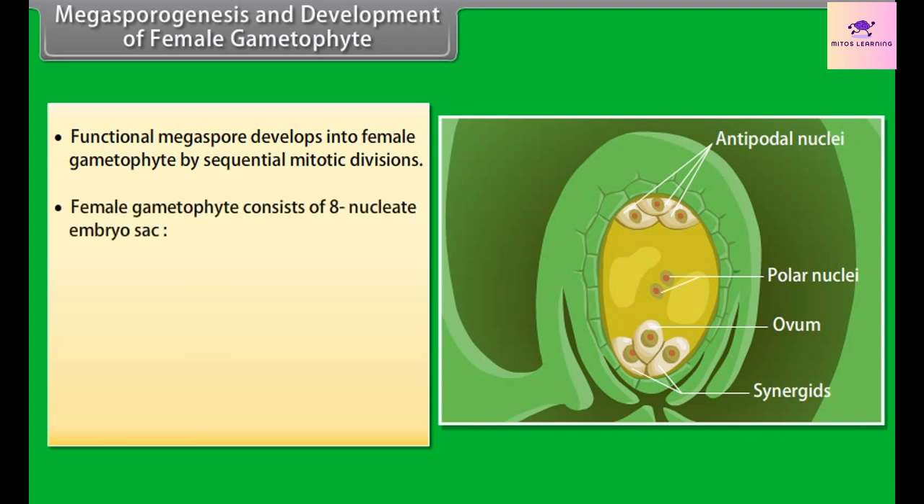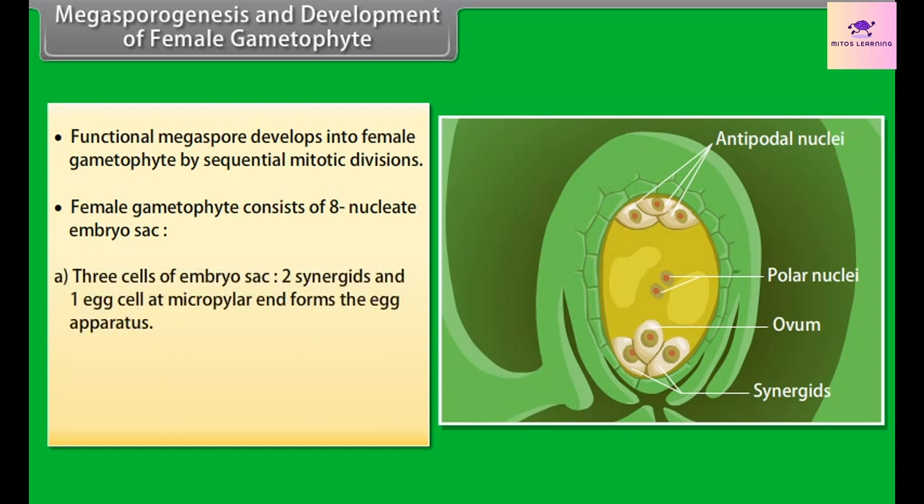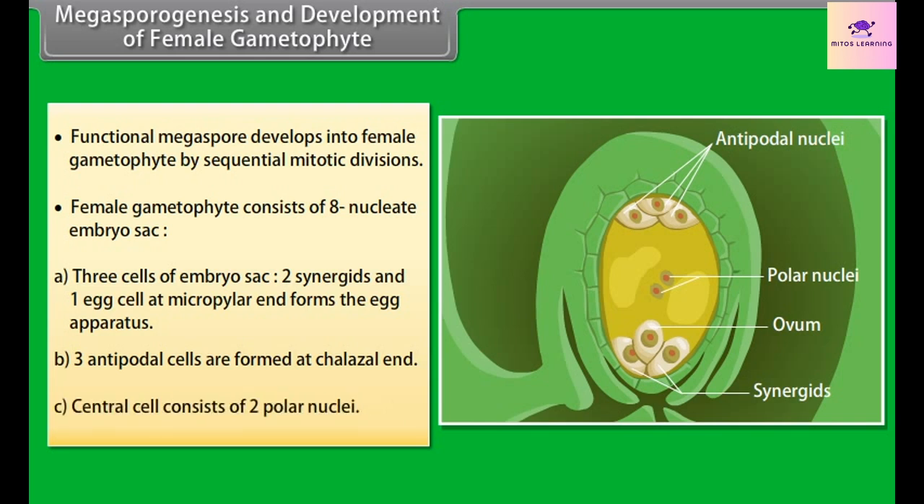Female gametophyte consists of an 8-nucleate embryo sac. A. 3 cells of the embryo sac, 2 synergids and 1 egg cell at the micropylar end, form the egg apparatus. B. 3 antipodal cells are formed at the chalazal end. C. Central cell consists of 2 polar nuclei.